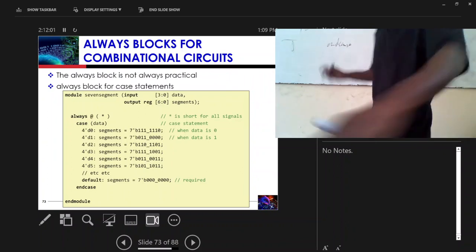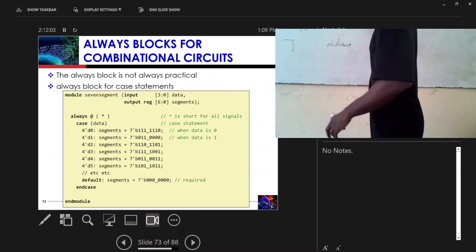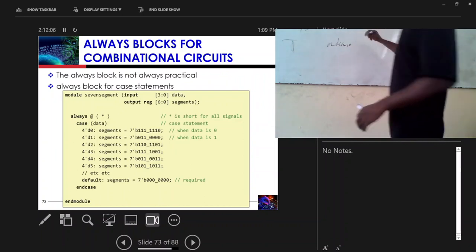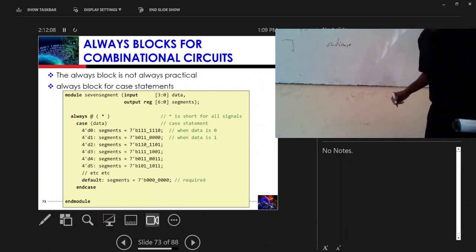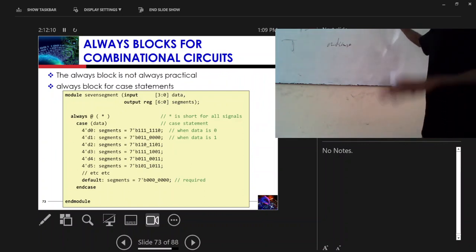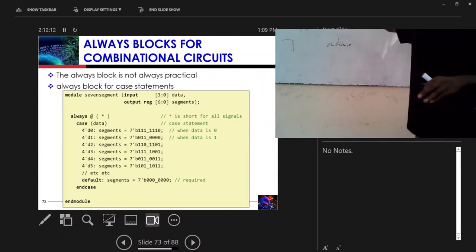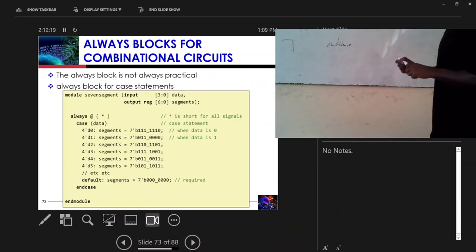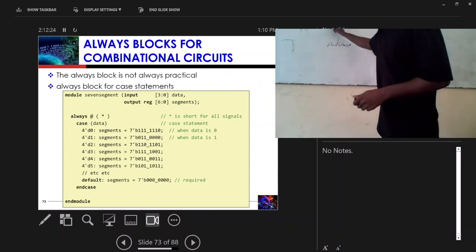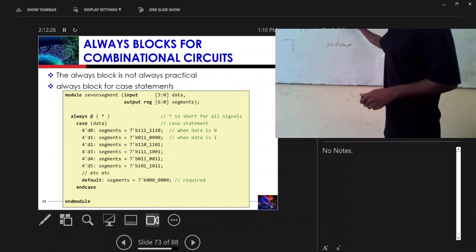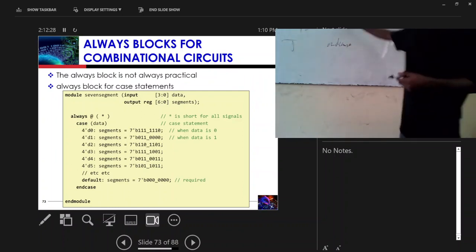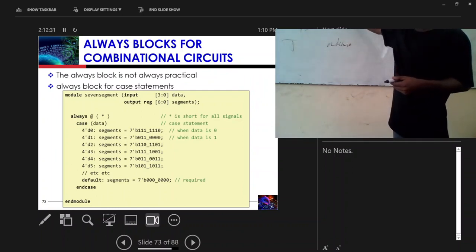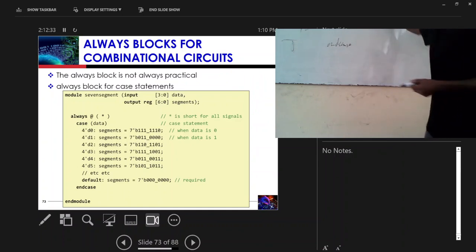And then give it the output, which is segment. Segment equals some 7 segment display value, A, B, C, D, E, F, G. So 7-bit binary, some value, right? Then we come again, 4-bit decimal, let's say 1. So here I want to display a 0. So 4-bit decimal 0, then the segment will come.